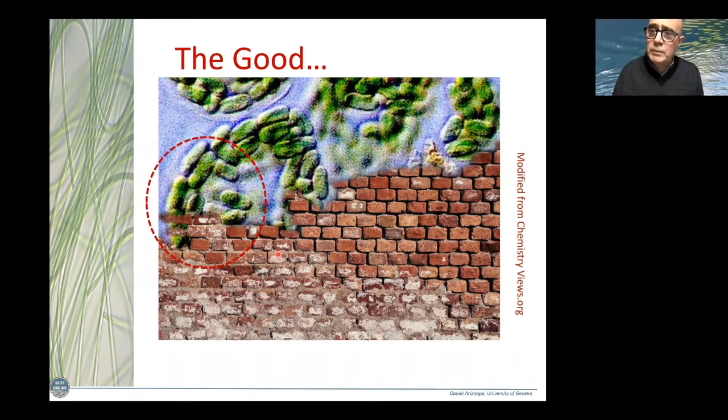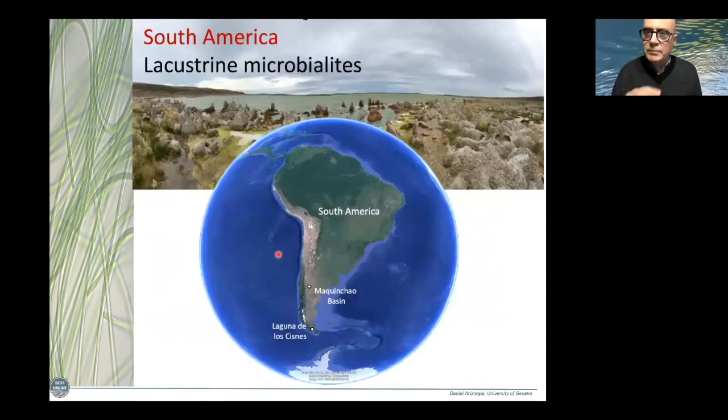But now I will bring you to the Andes, and I will show you two examples of similar studies that we did in two basins. One is the Maquinchao Basin in northern Patagonia on the Argentinian side, and the other one is Laguna de los Cisnes, that is in Tierra del Fuego on the Chilean side of Patagonia, one of the closest sites to Antarctica. So let's move first to the Maquinchao Basin.